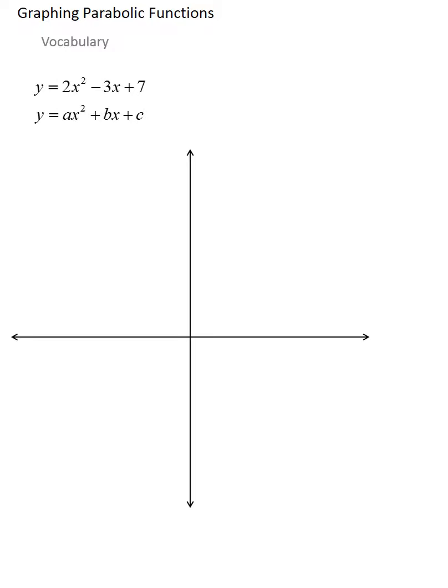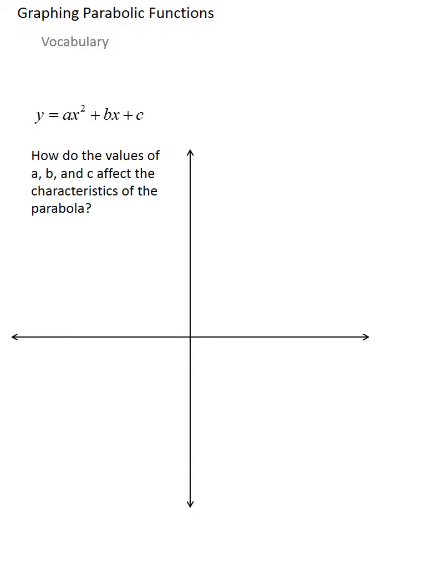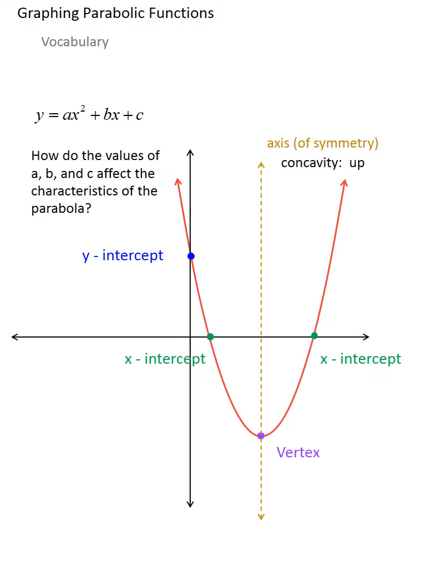In general, we say that the parabola has the quadratic polynomial ax squared plus bx plus c as its equation, and our goal in this video is to analyze how the different values of a, b, and c affect all those characteristics of the parabola.